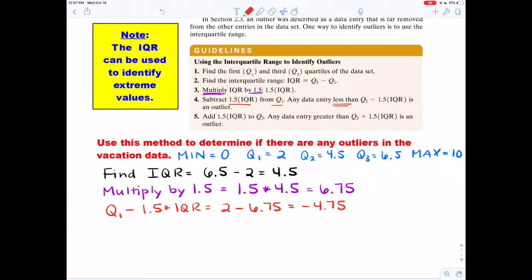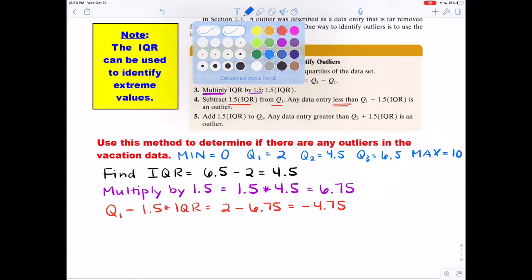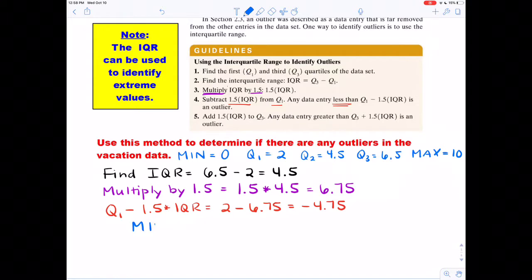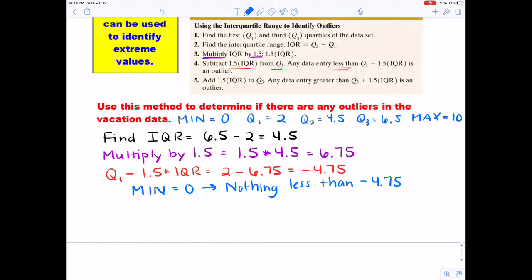Now what I'm looking to see as far as any outliers is if I have anything less than that value. If you look back up at our 5-number summary, our minimum value was 0. So there's not going to be anything in our data set that is less than negative 4.75. Right, what that tells me is on the low end, I don't have any outliers to worry about.